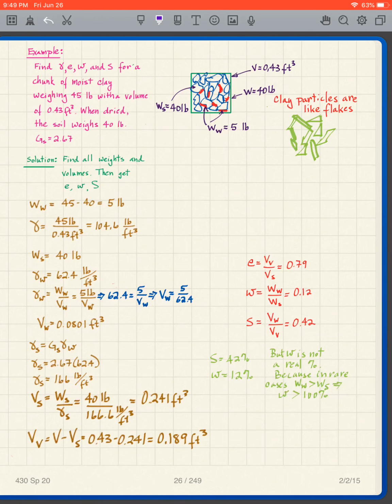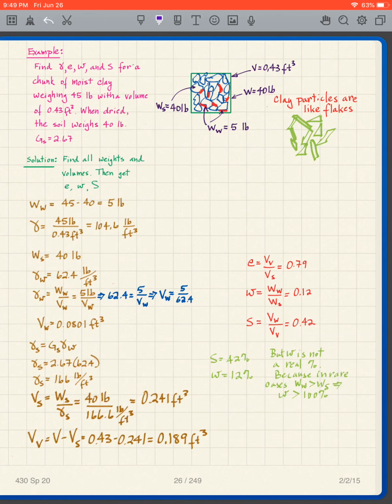That means I can get the volume of the voids. Why? Because it's simply the total volume minus the volume of the solids. Anything that's not solids is a void. So I've got the volume of the solids. I've been given the total volume. The total volume has been given to be 0.43 cubic feet. And so I can get the volume of the voids by subtracting them. It's 0.189 cubic feet.